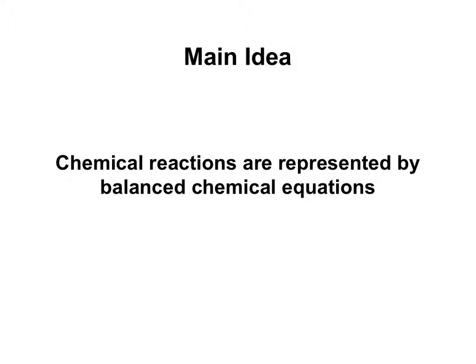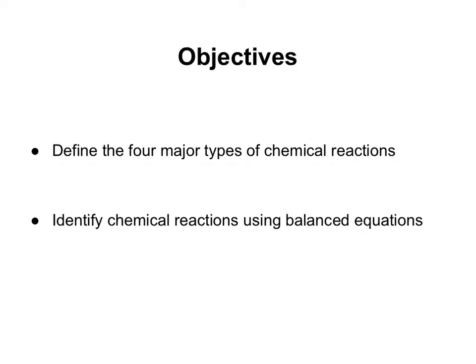This goes back to our main focus for this part of the unit, that all chemical reactions can be represented by balanced chemical equations. Now we've been looking at how to balance them, and now we're going to look at how to identify the type of reaction that you're looking at. We'll go through the four main types of reactions and talk about how you can identify the type of reaction by looking at a balanced equation.